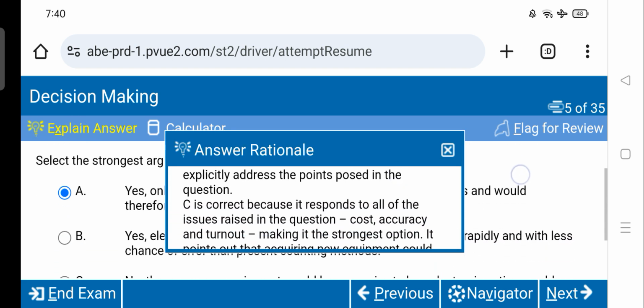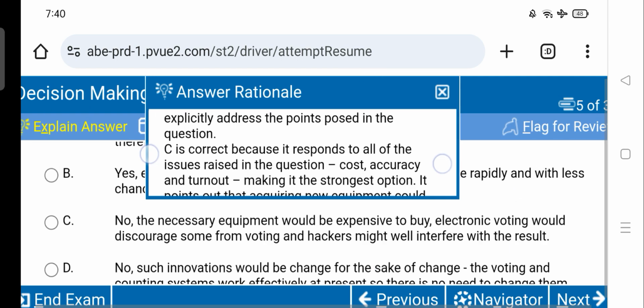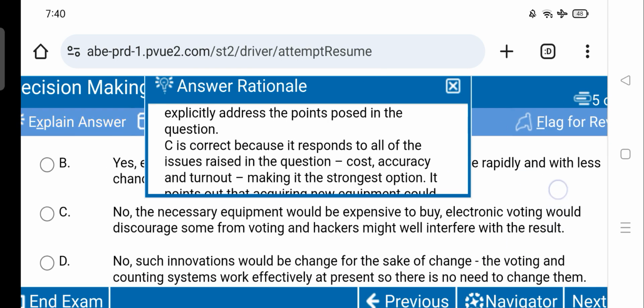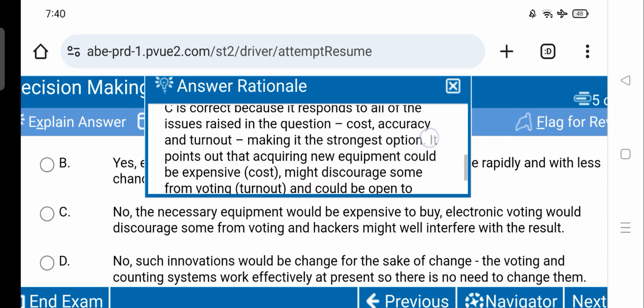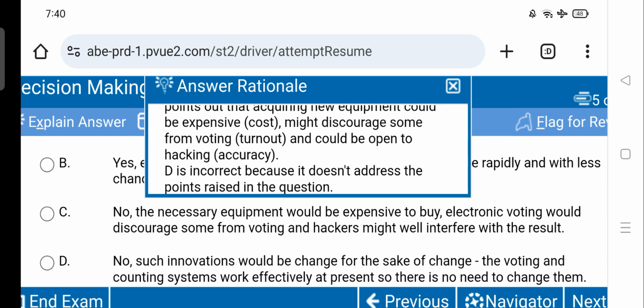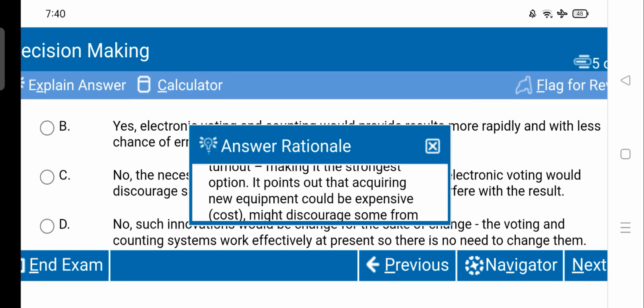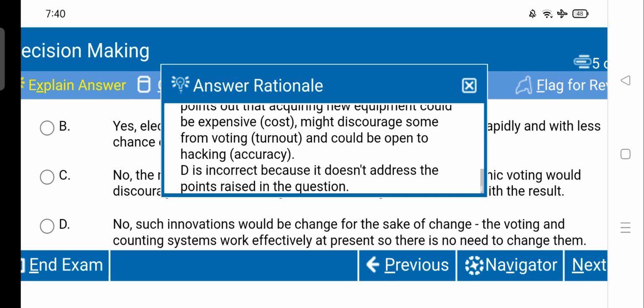Option C is correct because it responds to all of the issues raised in the question: cost, accuracy, and turnout. Making it the strongest option, it points out that acquiring new equipment could be expensive, might discourage some from voting, and could be open to hacking. And D is incorrect because it doesn't address the points raised in the question.